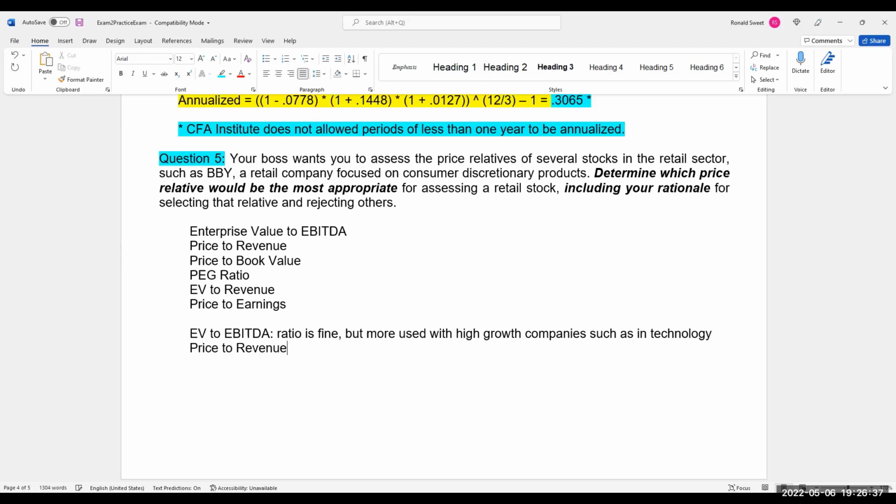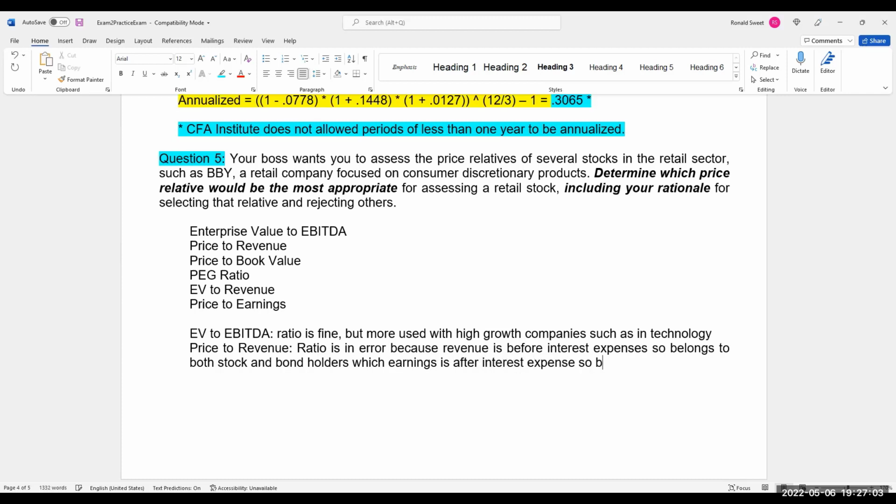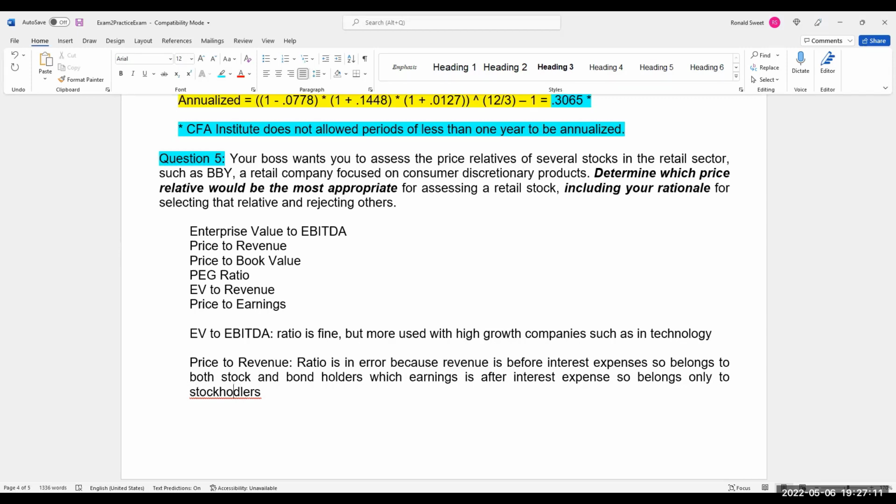Price to revenue ratio is in error because revenue is before interest expense, so belongs to both stock and bond holders, while earnings is after interest expense, so belongs only to stockholders. Something along that line. So kick that one out.